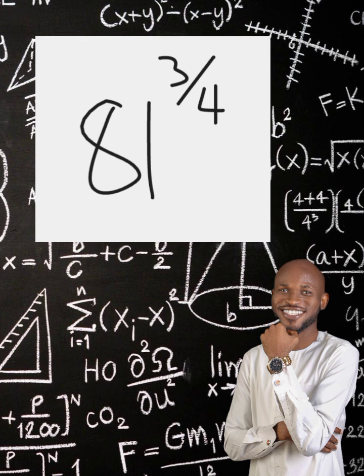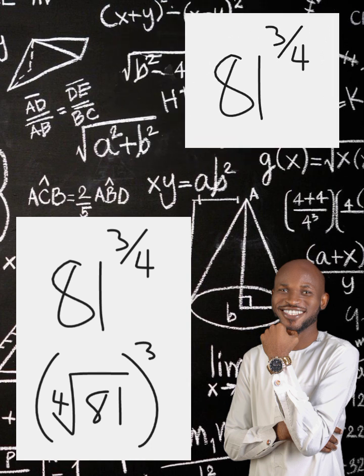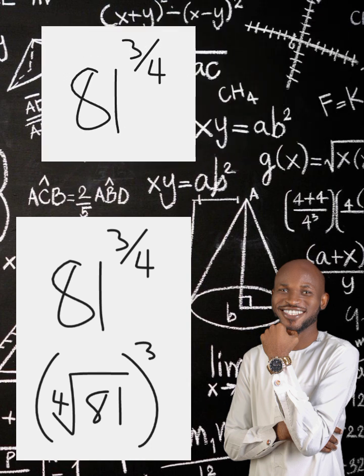Now remember, when we discussed the fractional index law, I told you that any number that appears as a numerator will be the power of the base eventually, while the denominator is going to form the roots of the base eventually. So in this case you have 81 raised to the power of 3 over 4. So 3 is going to form the power of 81, while 4 is going to form the root of 81. Now remember that that's the fourth root of 81.